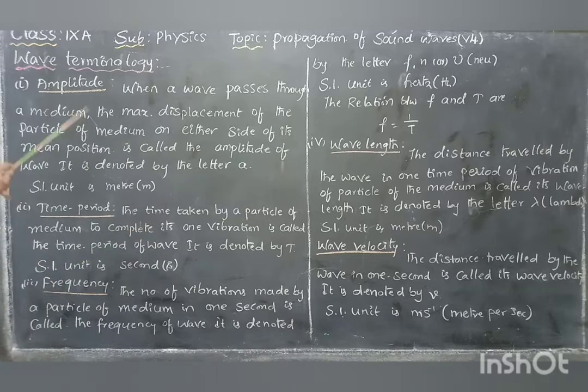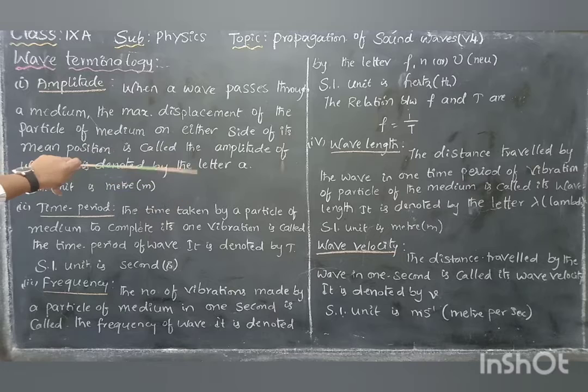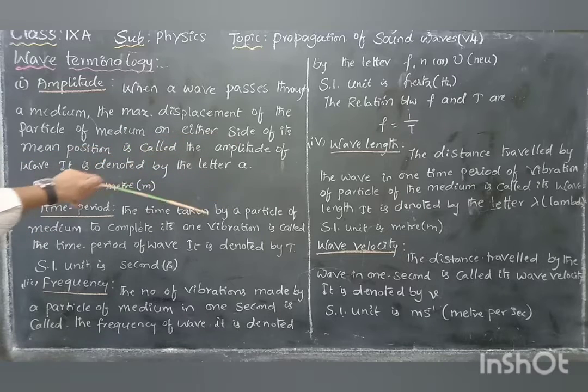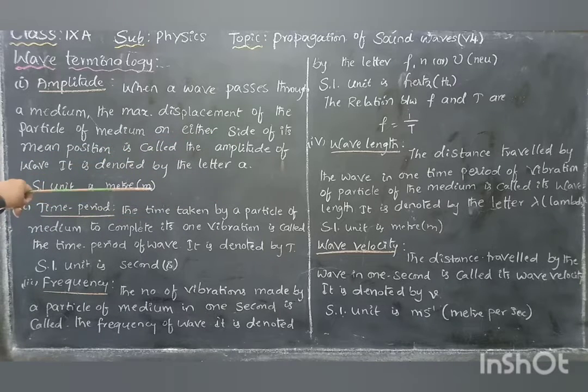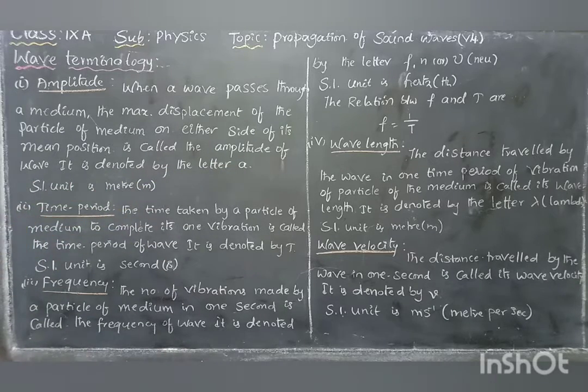Here, the first one is amplitude. When a wave passes through a medium, the maximum displacement of the particle of the medium on either side of its mean position is called the amplitude of the wave. It is denoted by the symbol small a. In the SI system, it is measured in meters.